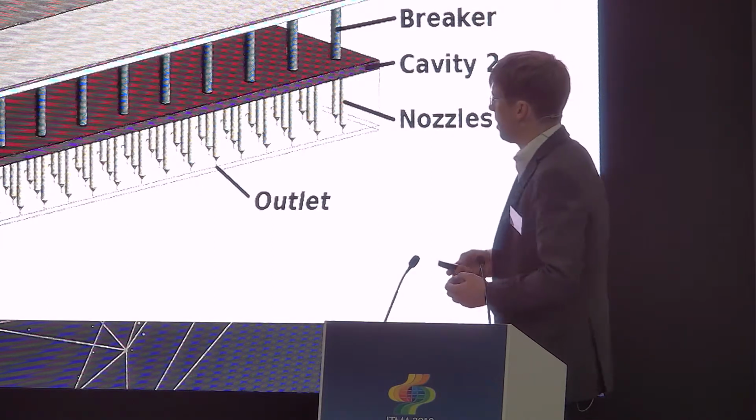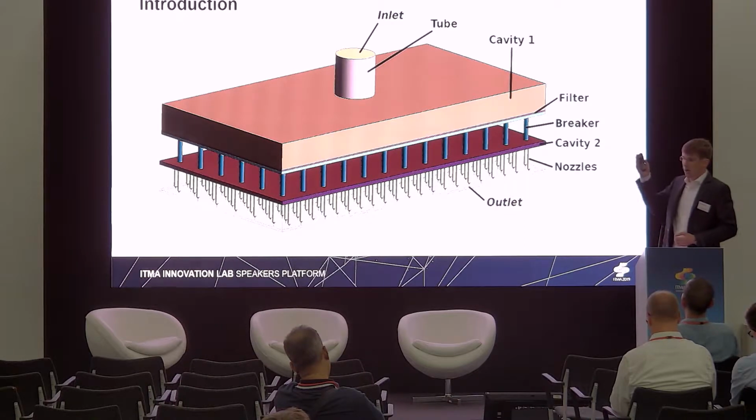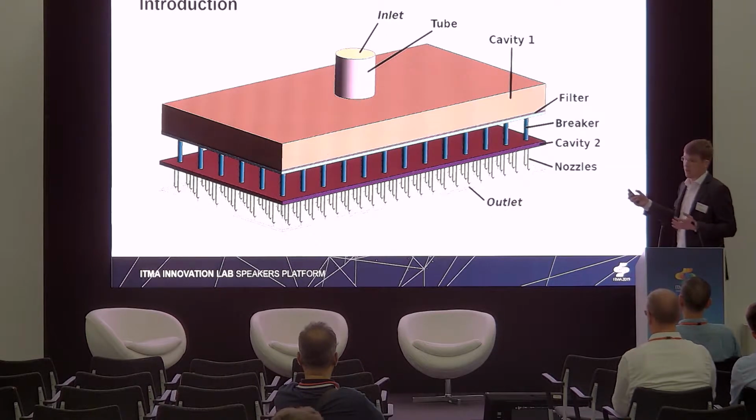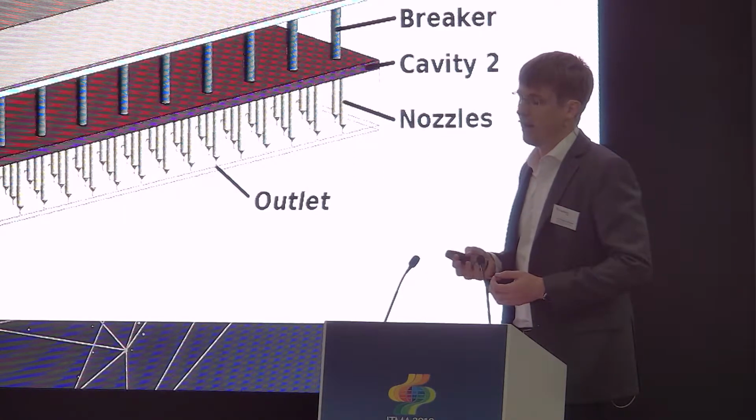So let's begin. Just for illustration, here is the basic setup for a spin pack. We usually have some inlet tube where the polymer coming from the extruder and the spin pump enters the spin pack. Then we have typically some kind of cavity where the polymer is distributed onto some filter devices. We have a breaker plate which supports the filter, and then we often have a second cavity before finally there's a spinneret plate with small nozzles where the fibers are formed.